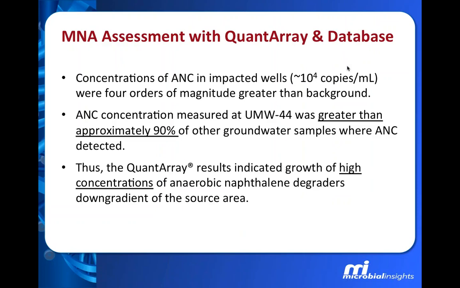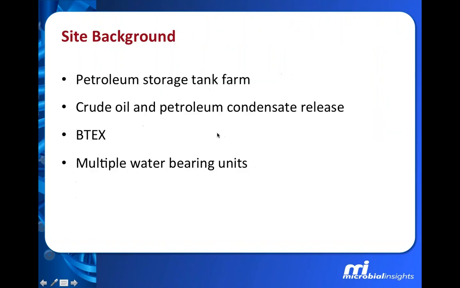So by looking at this, the state agency was able to use that as a line of evidence, and the concentrations from the database really strengthened the conclusions that we could make about this. We were seeing in that down gradient location, again, that we're greater than 90% of other samples where ANC was detected. Okay, one more quick example before I get into the data quality.